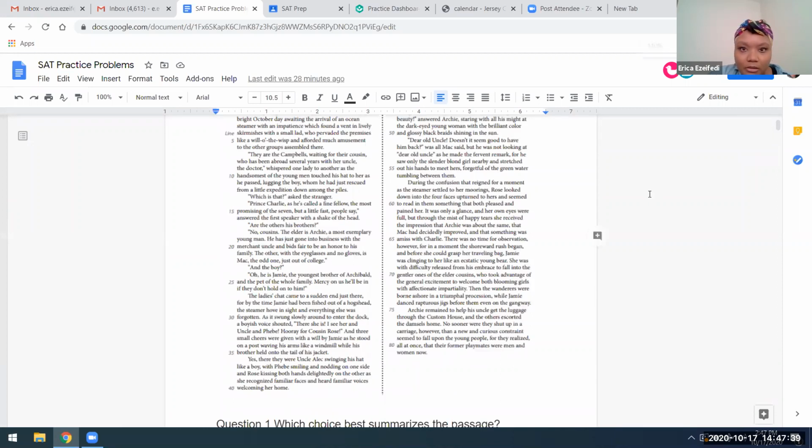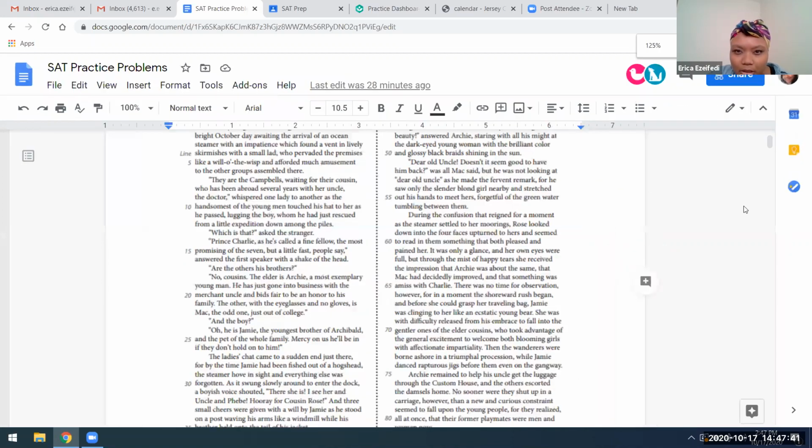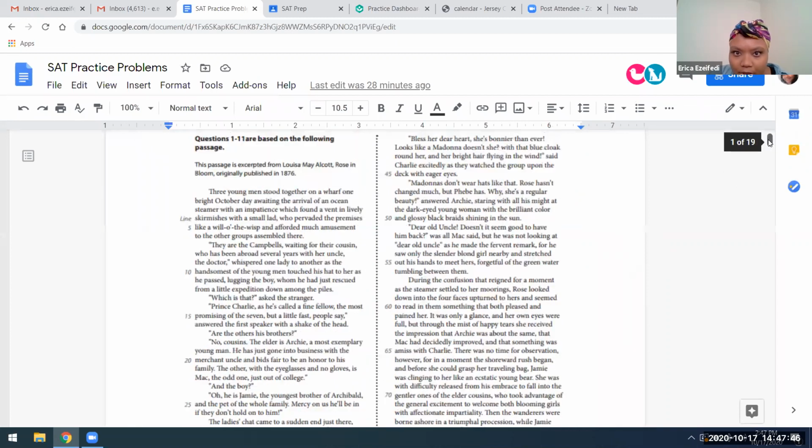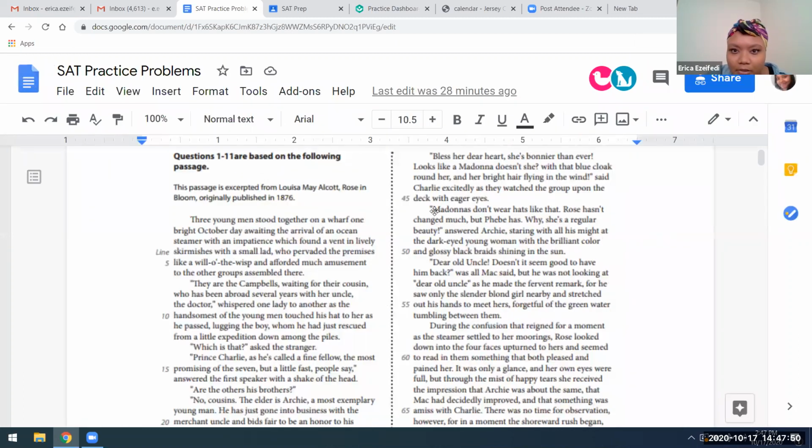So 46 through 48, that's right here. "Madonnas don't wear hats like that. Rose hasn't changed much, but Phoebe has. Why? She's a regular beauty," answered Archie, staring with all his might at the dark-eyed young woman with the brilliant color and glossy black braids shining in the sun.